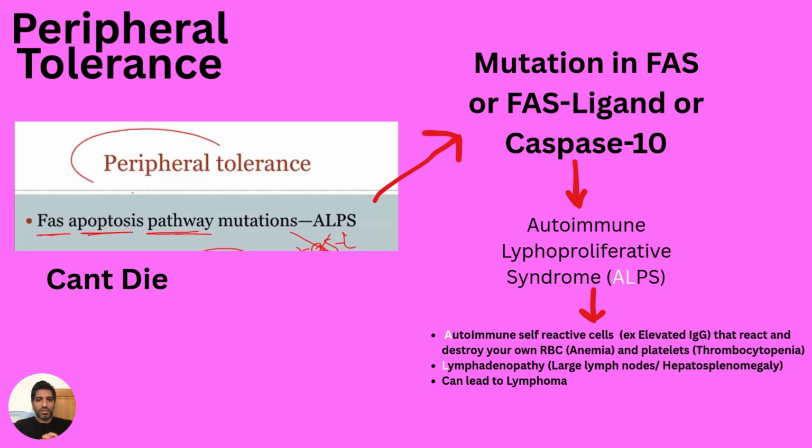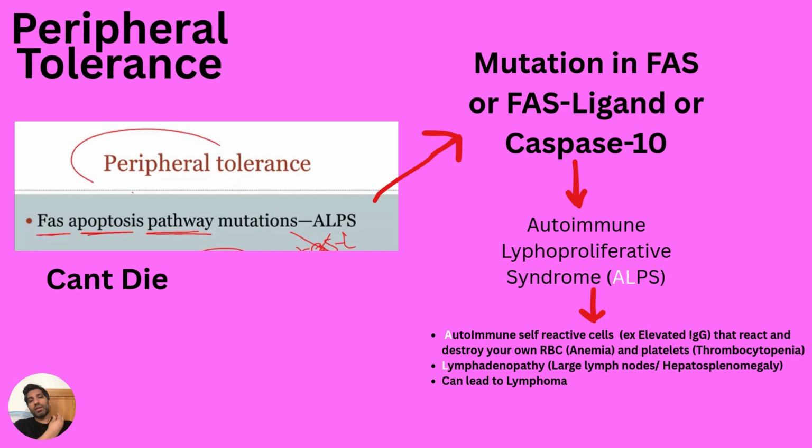Okay, so you get something called ALPS. ALPS stands for autoimmune lymphoproliferative syndrome. So autoimmune self-reactive cells, you get elevated IgG that destroy your own red blood cells, causing you to become anemic. It also destroys your platelets, so you become thrombocytopenic. And then lymphadenopathy, you get large lymph nodes everywhere.